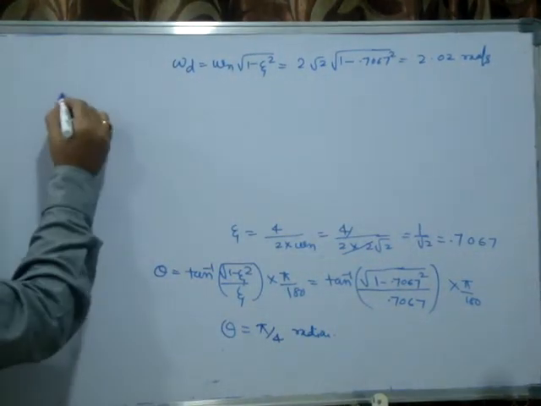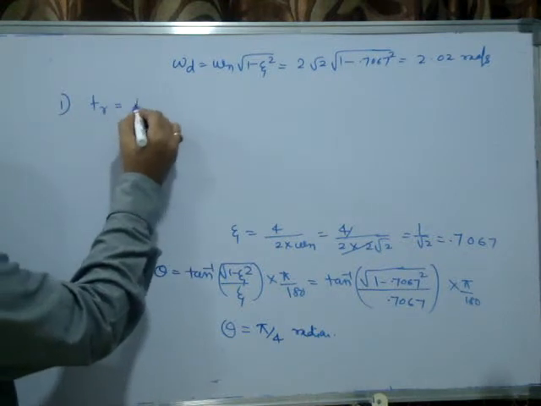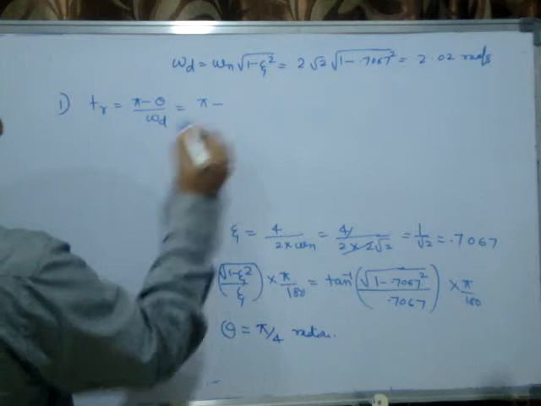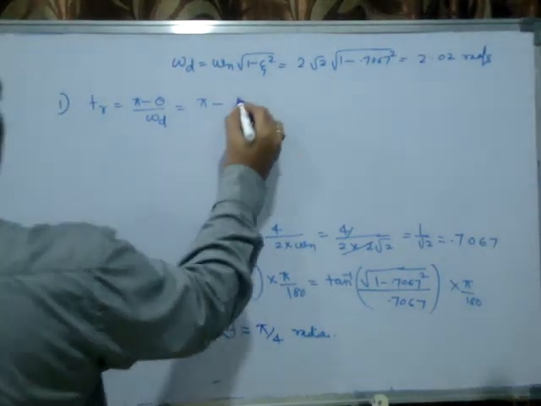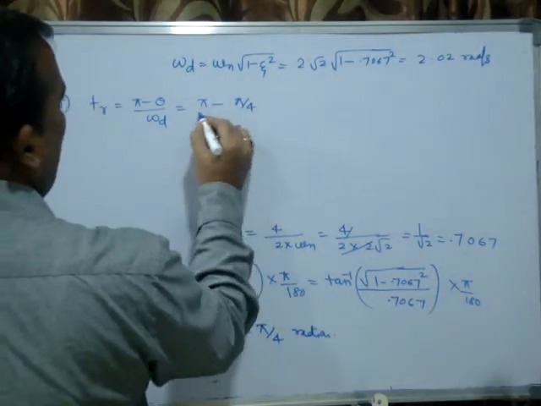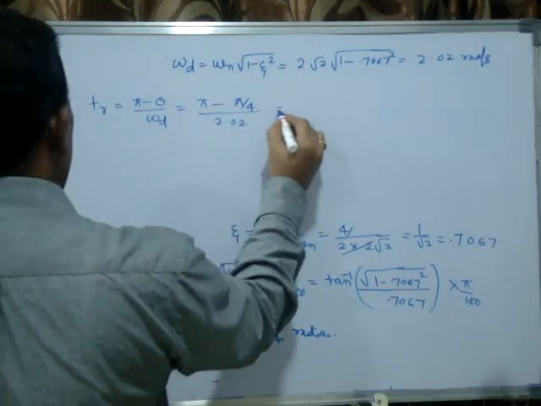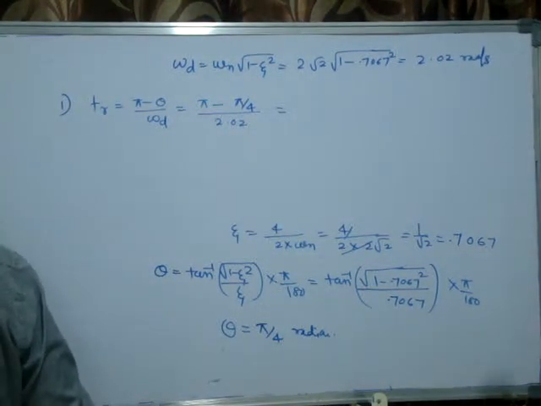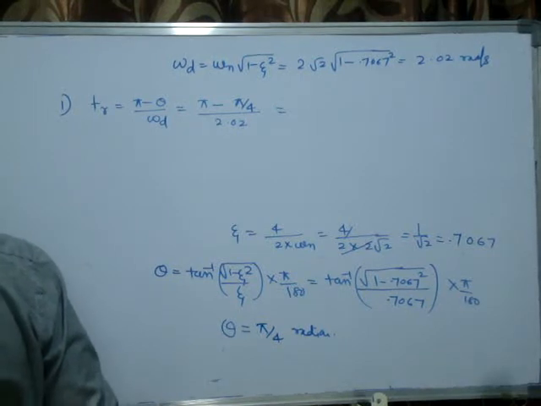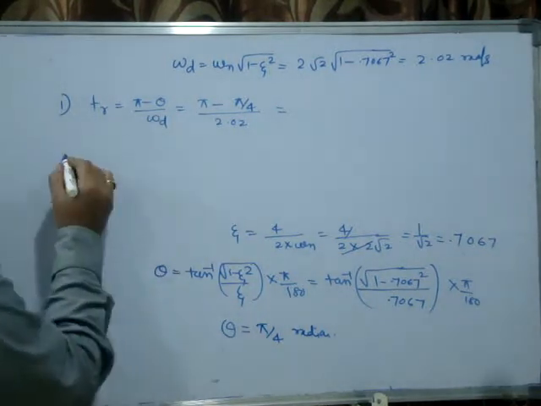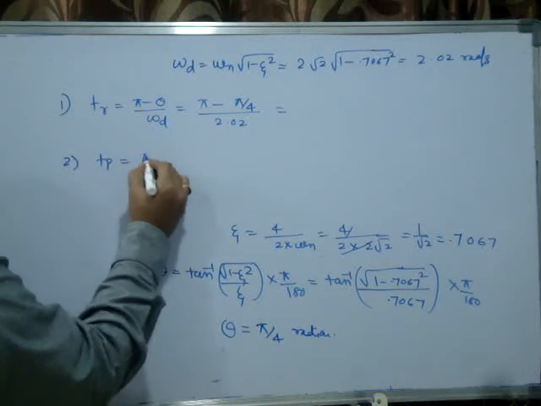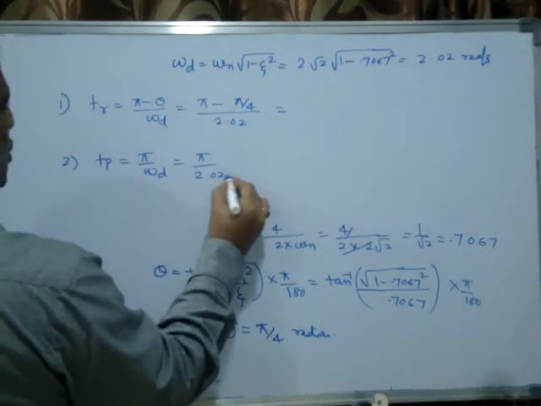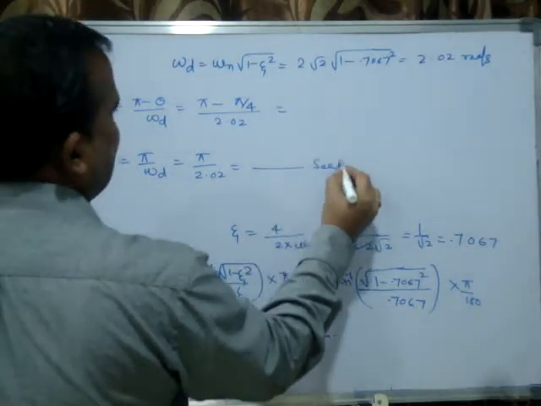Now what he has asked, once again, is the rise time. This is the formula for rise time: pi minus theta, that is pi by 4, divided by omega d, which is 0.02. That is the rise time. And peak time, Tp equal to pi by omega d, pi by 2.02 seconds.